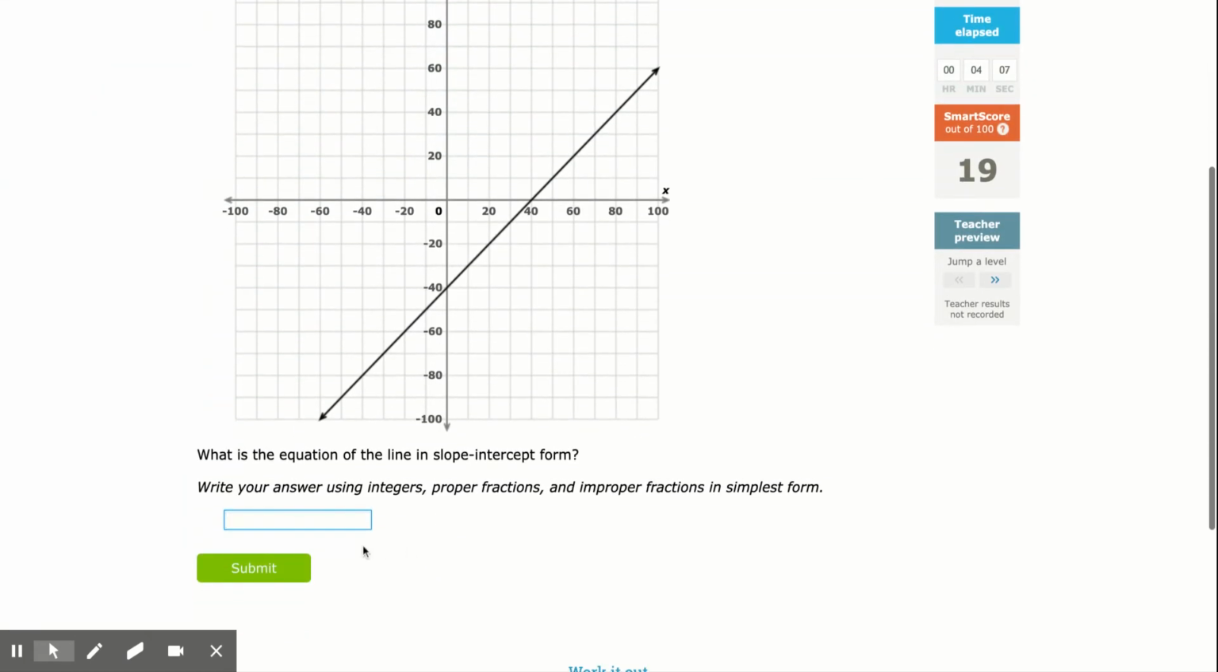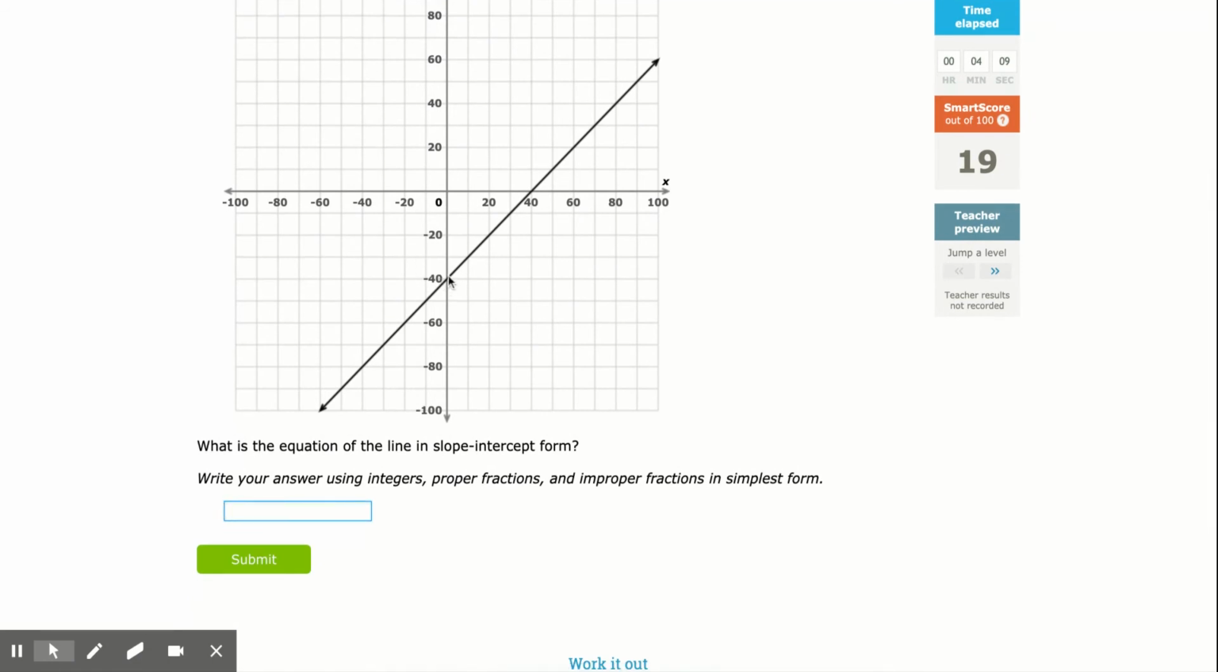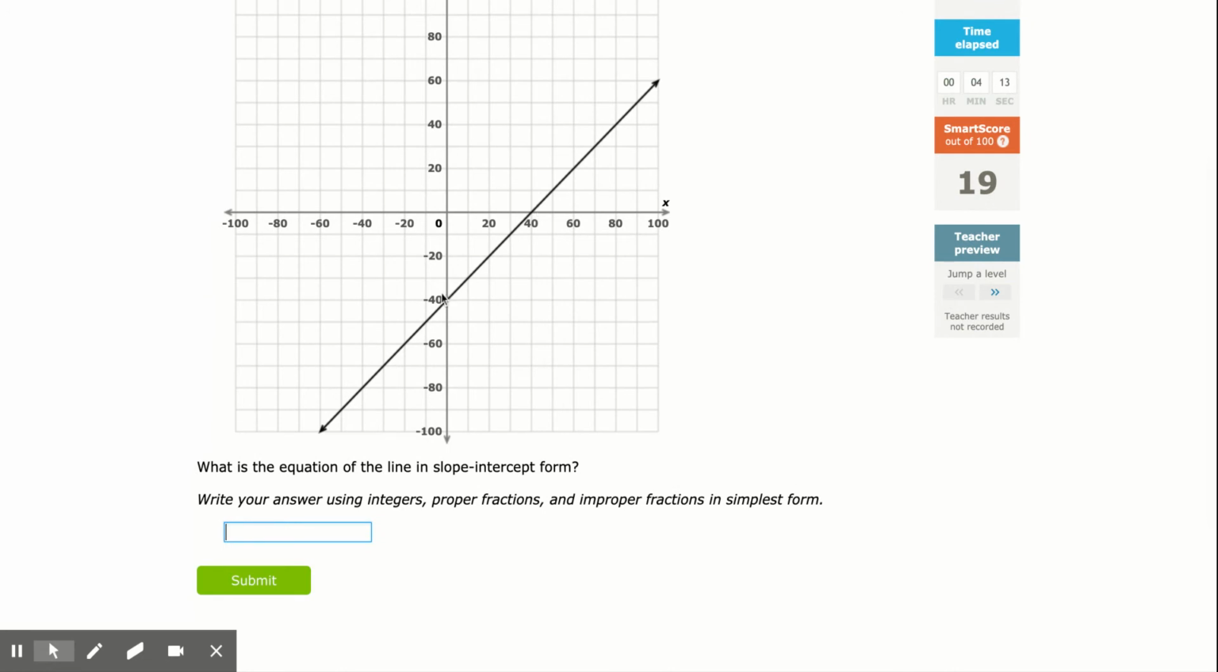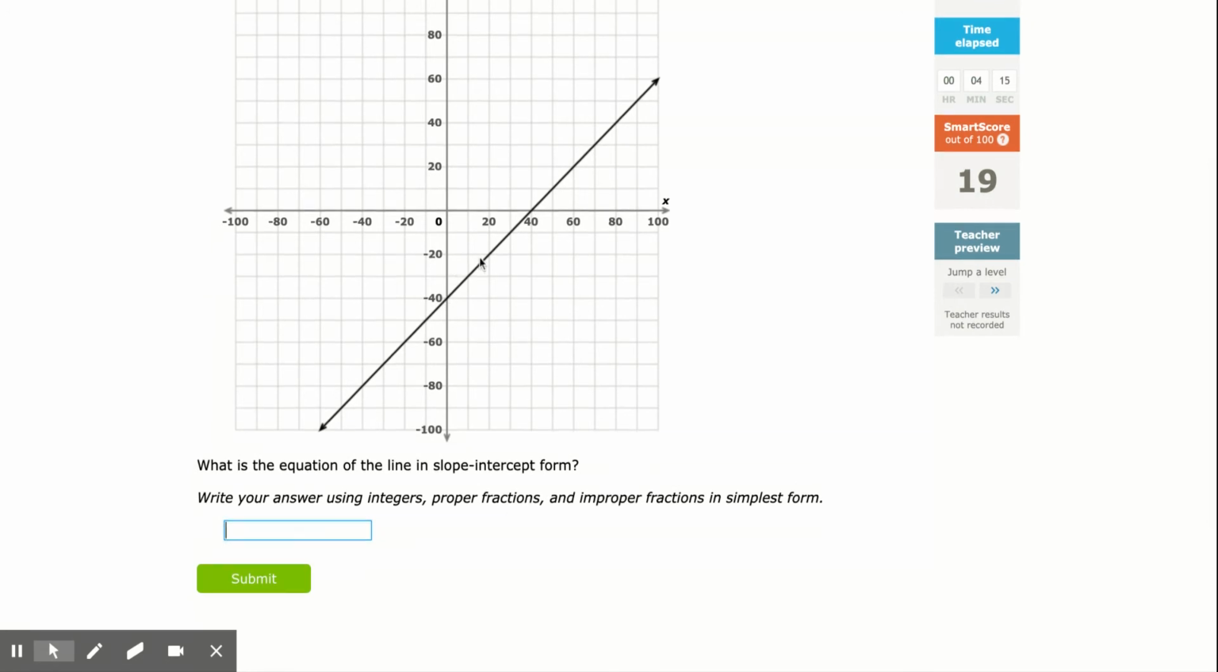Again, here we have a negative y-intercept. But again, I'm first going to find the slope, watching my scaling. But I can go up 40 over 40, or up 10 over 10, or up 20 over 20. But again, that's a slope of 1. So y equals 1x. And then I cross the y-axis at a negative 40. So I put minus 40.